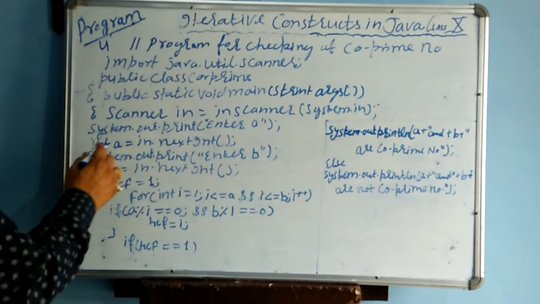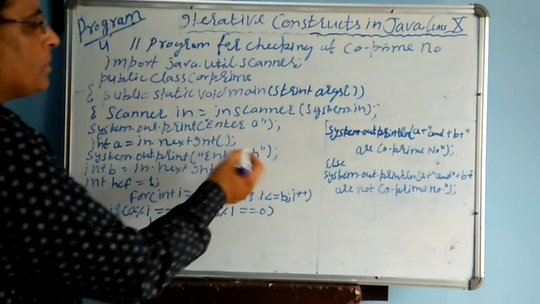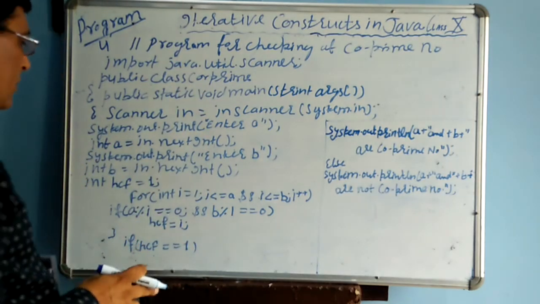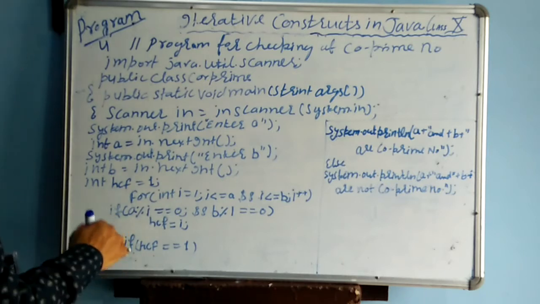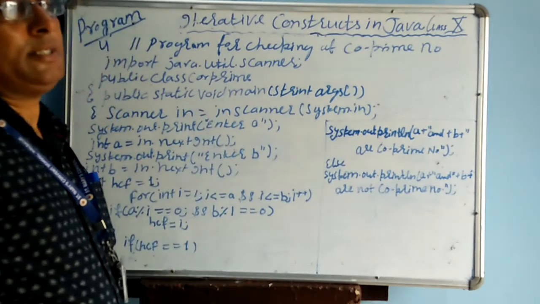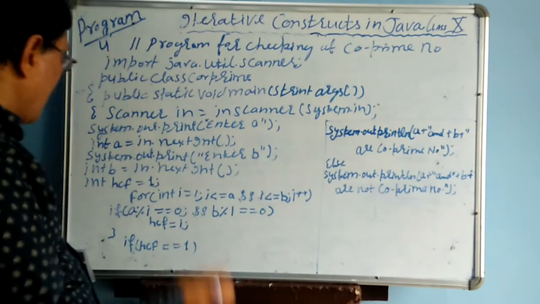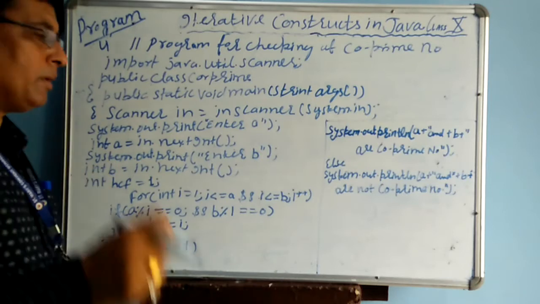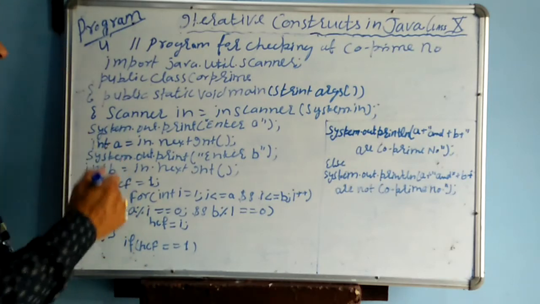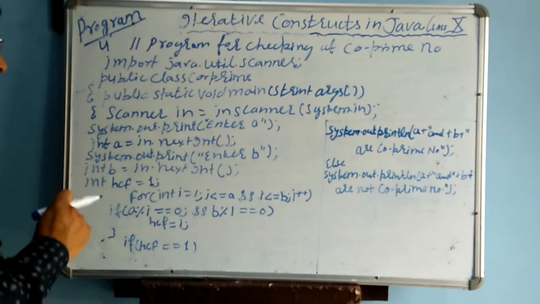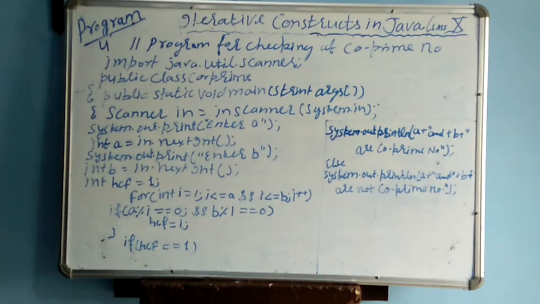Now System.out.print "enter b value", which means we have to give two values. Then we store the value of b: int b = in.nextInt(). Now we define one more variable, GCF, of integer type, with value 1. Suppose GCF will be 1, then it will be a coprime number.